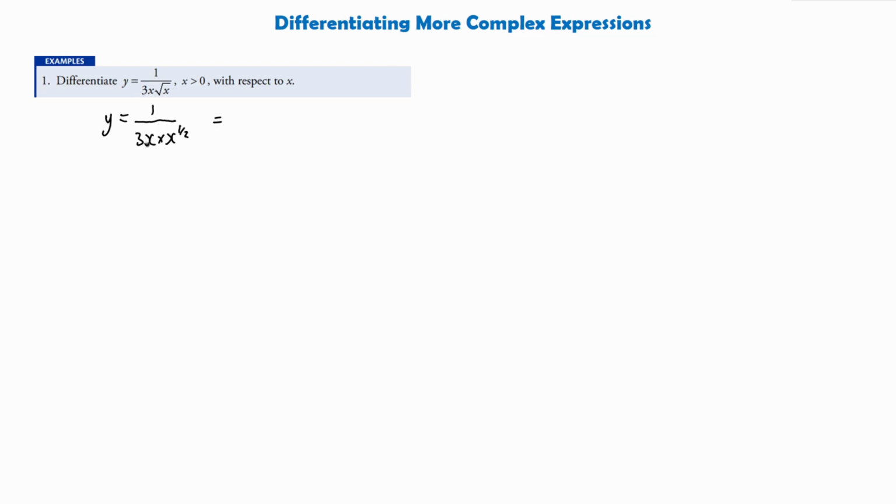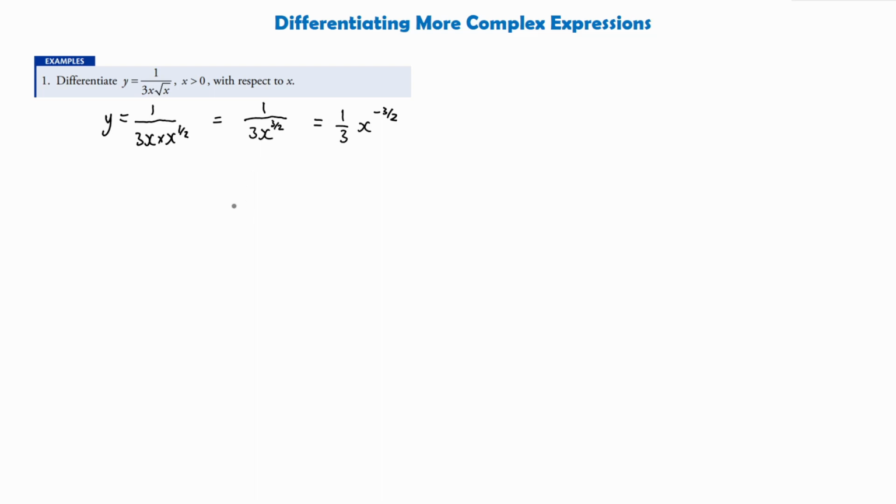Now we can multiply x and x to the half, can't we? So this is going to be equal to 1 over 3x, and we just add the powers, so it's 1 plus a half, so we get 3 over 2. And then we make this a negative power by bringing it up to the top. So we get 1 over 3x to the minus 3 over 2.